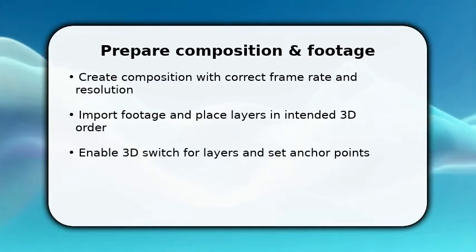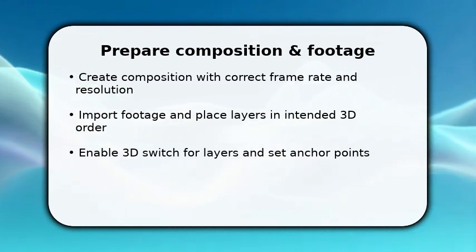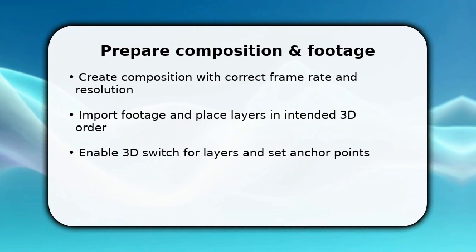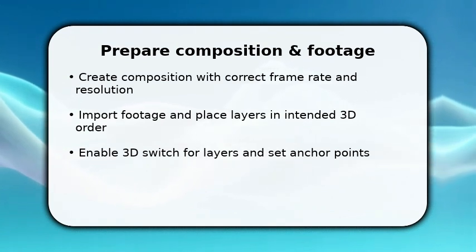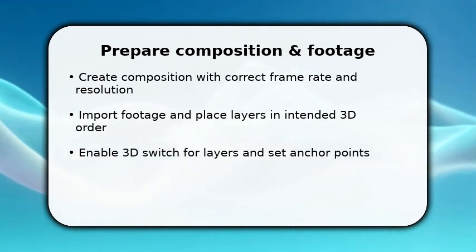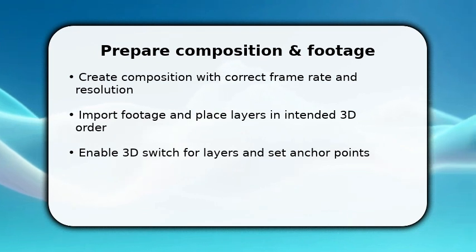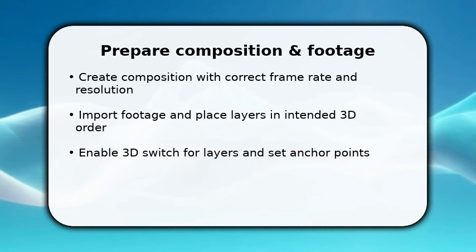You start by preparing the comp. Make sure resolution and frame rate match your deliverable, then import and place footage. Once done, enable the 3D switch on each layer and set anchor points so pivots behave predictably. You should convert important layers to 3D cameras reference by positioning them in Z.